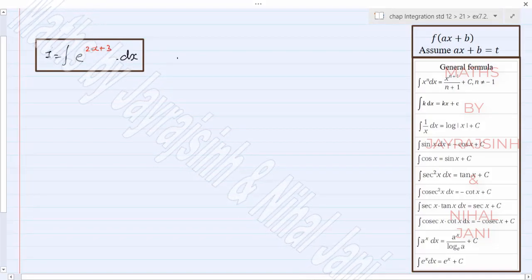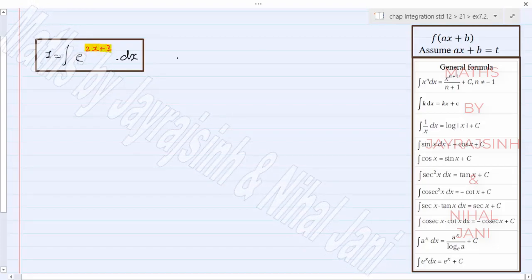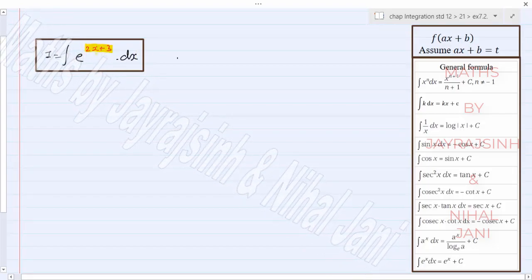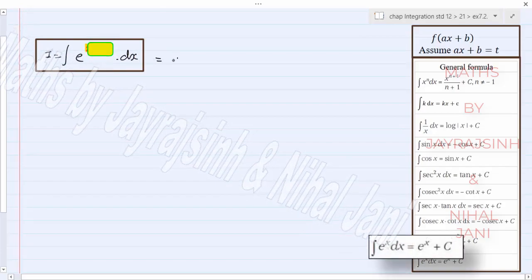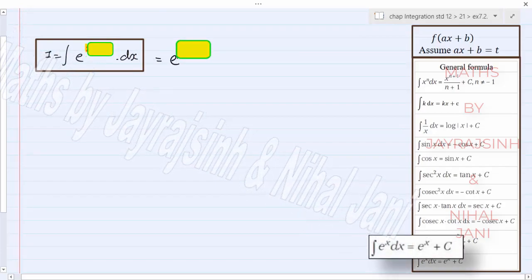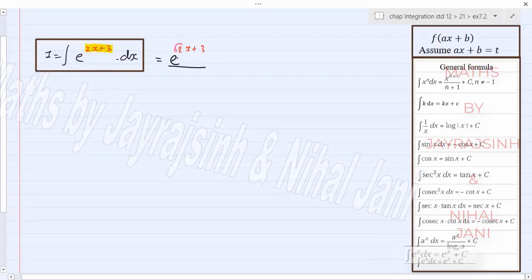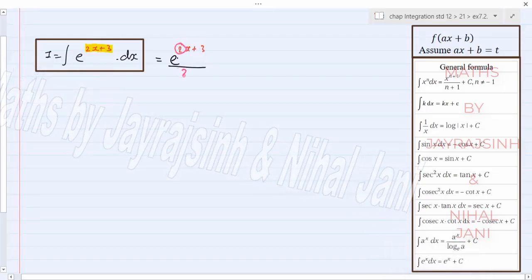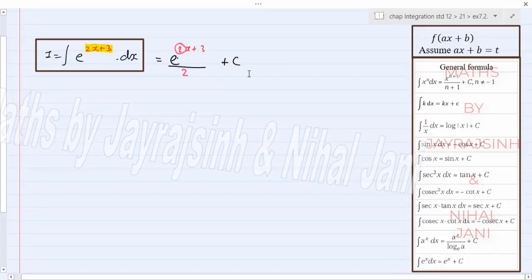Here we have to integrate e raised to 2x plus 3, and 2x plus 3 is a first order polynomial. So let's consider it a box. So integration of e raised to box is simply e raised to box, and we have to divide by the coefficient of x, which is 2, plus c is your final answer. Ta-da!